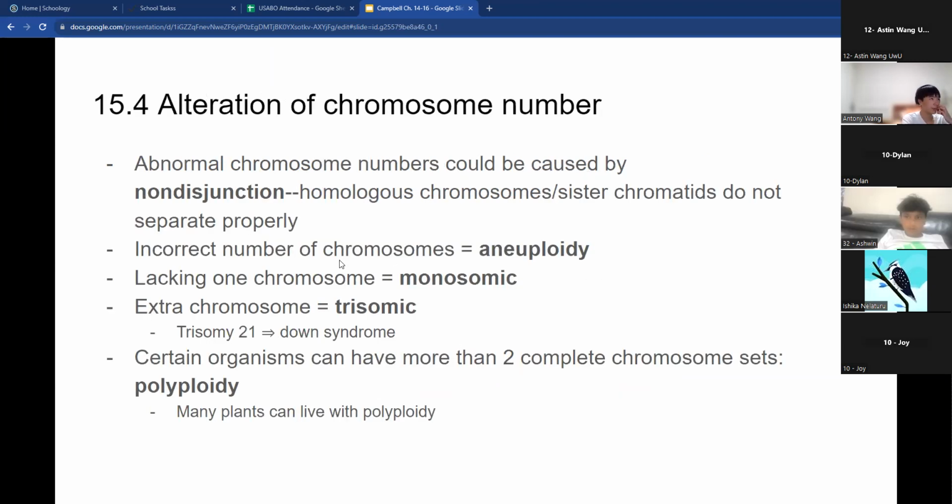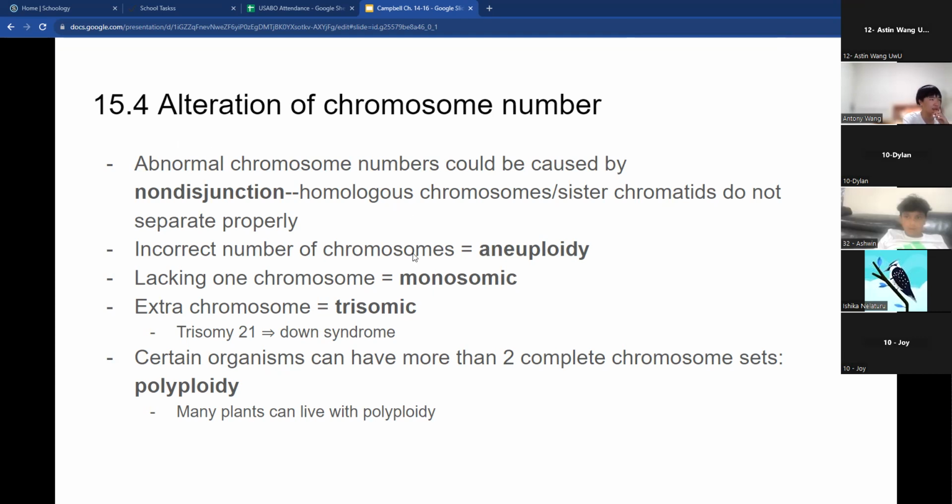Alteration of chromosome number. This happens because of an error in meiosis. When the gametes form, sometimes there are errors in their replication. This is generally very bad for the organism. Abnormal chromosome numbers could be caused by non-disjunction. Homologous chromosomes, when they line up during meiosis, sometimes don't separate properly, and more chromosomes go to one side than to the other.